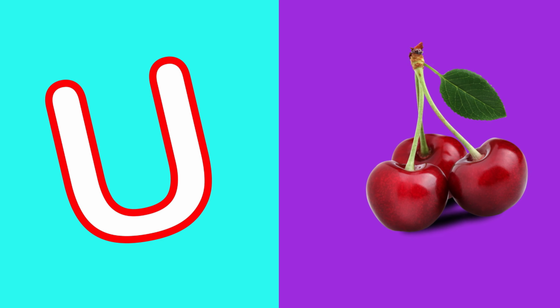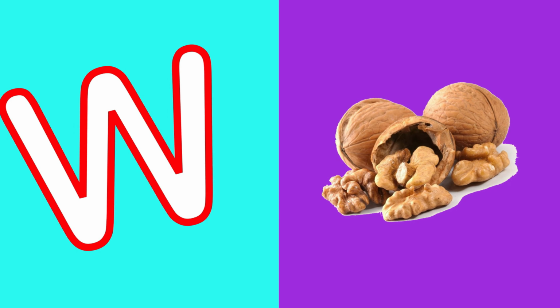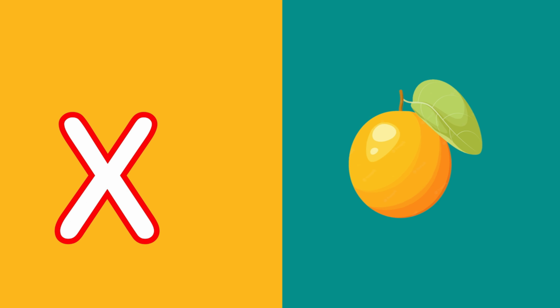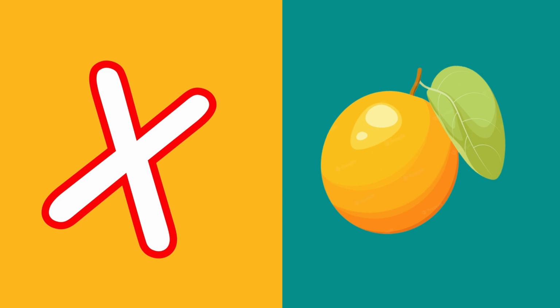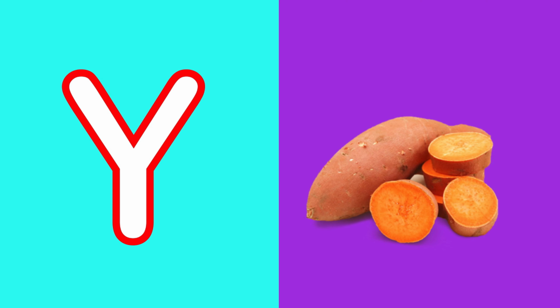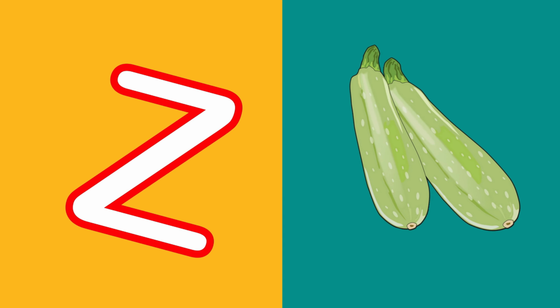U for umbrella, umbrella. V for wheel, wheel. W for walnuts, walnuts. X for zanemia, zanemia. Y for yam, yam. Z for zucchini, zucchini.